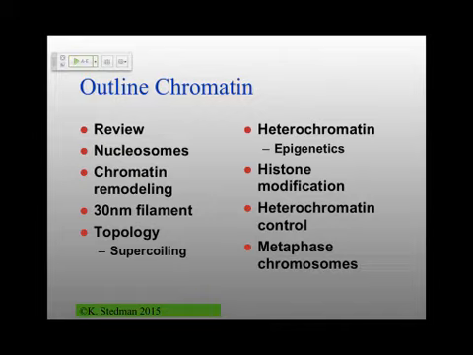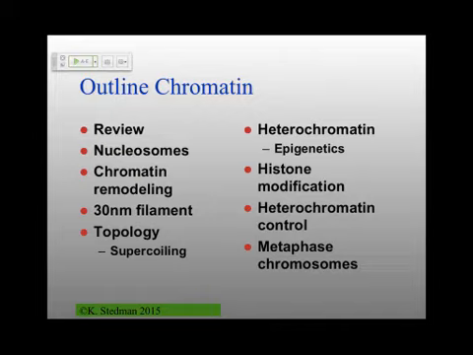Start out with nucleosomes. This is sort of the first level of compaction. Hopefully it's not news to any of you that nucleosomes are what package DNA. And pretty much all DNA is packaged in nucleosomes all the time, at least for eukaryotic DNA. We'll ignore bacterial and archaeal DNA for the next couple of lectures.